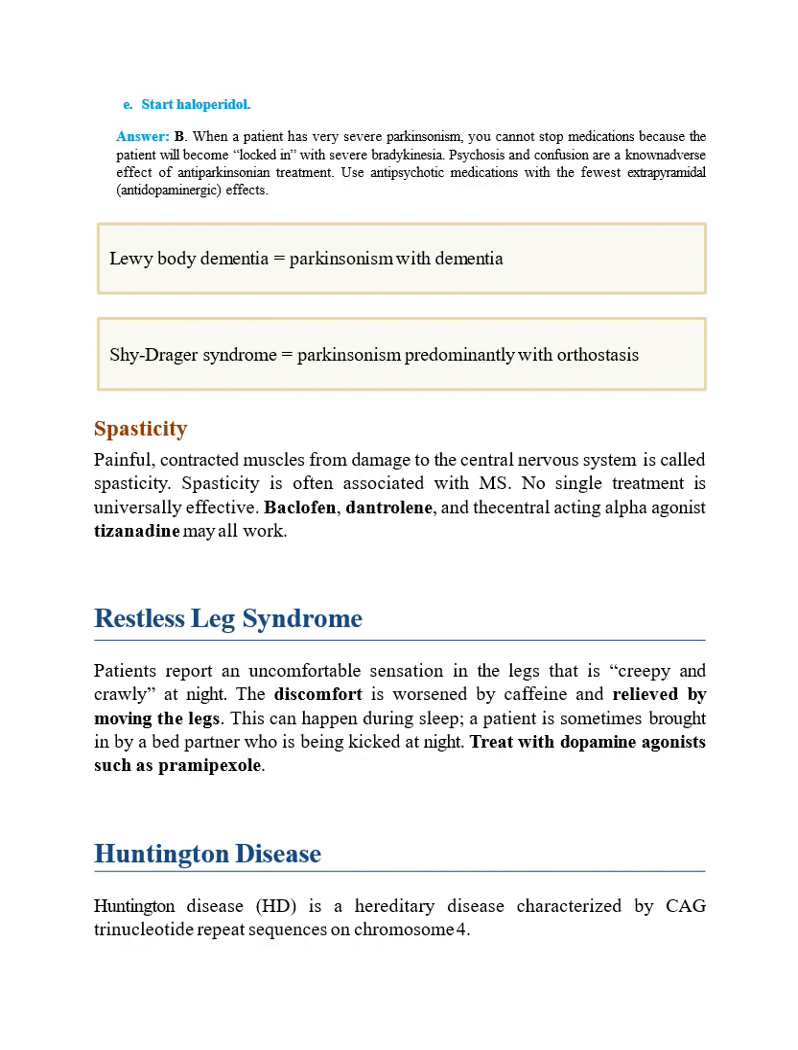Let's discuss here spasticity. Painful contracted muscles from damage of the central nervous system is called spasticity. Spasticity is often associated with MS. No single treatment is universally effective. We can use baclofen or dantrolene, and central acting alpha agonist tizanidine may work, all of them.